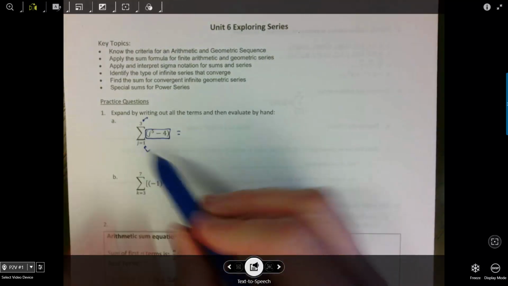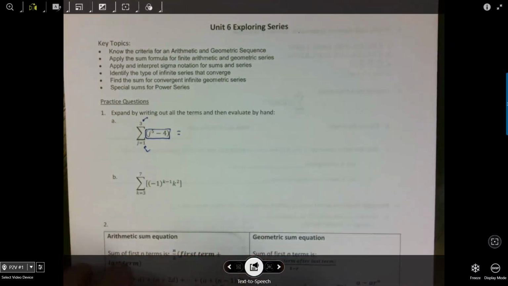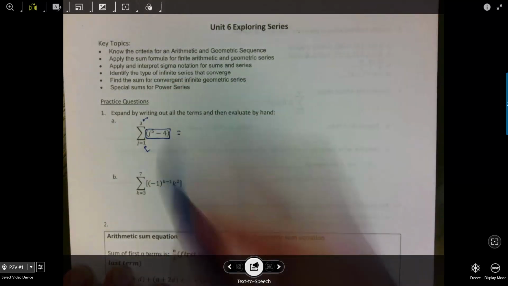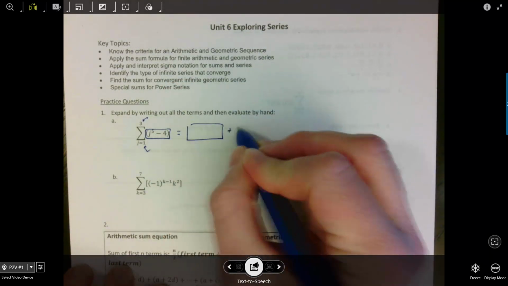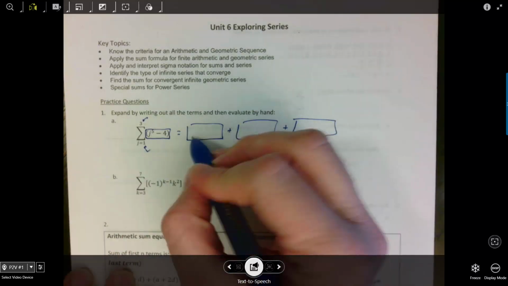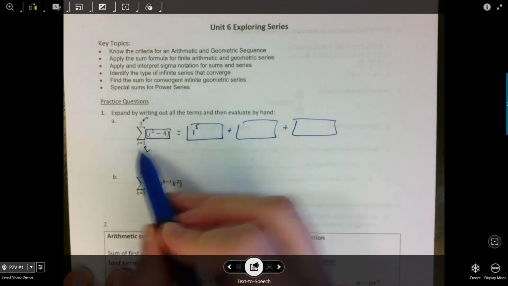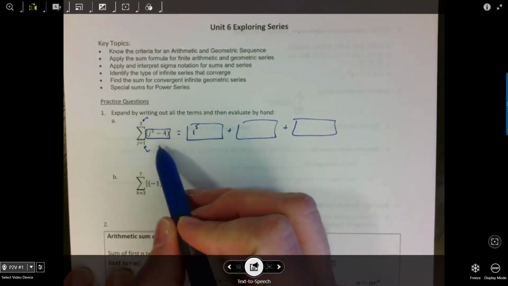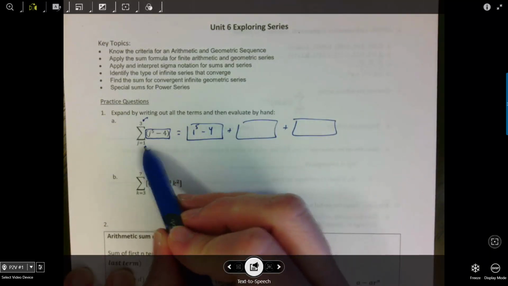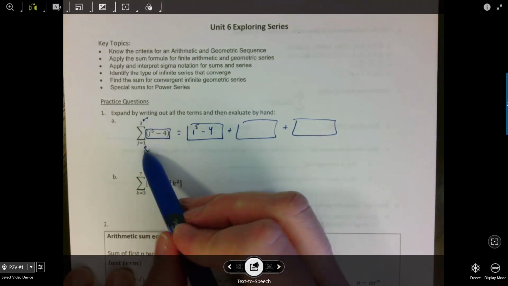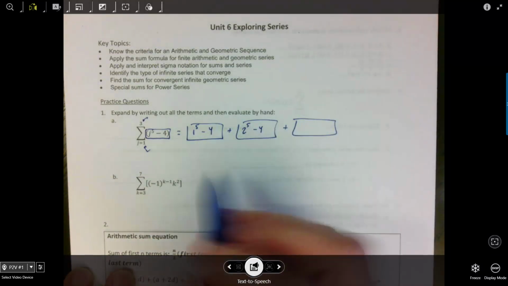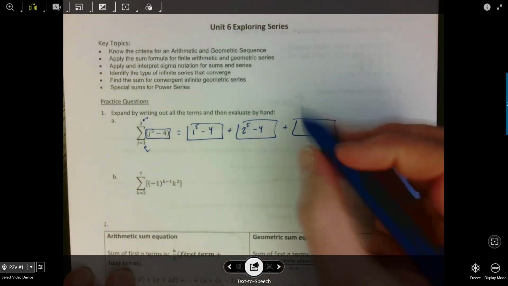So here, if j is going from 1 to 3, that's going to be 3 terms. 1, 2, 3. In the first term, j equals 1. So if I plug in 1 to this expression, I'll have 1 to the 5th minus 4. For the next iteration of the summation, j will be 2. So that's 2 to the 5th minus 4. And then last, 3 to the 5th minus 4.